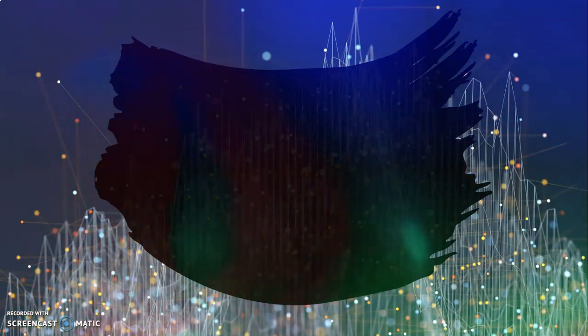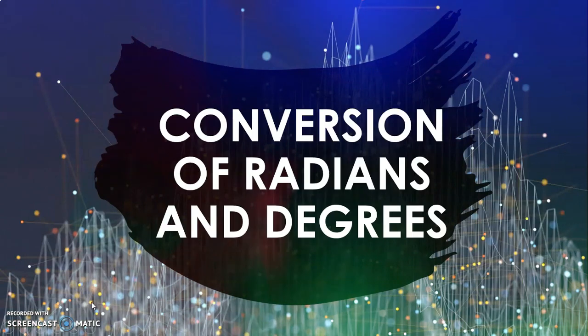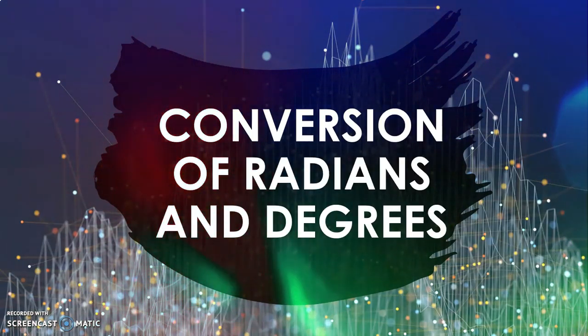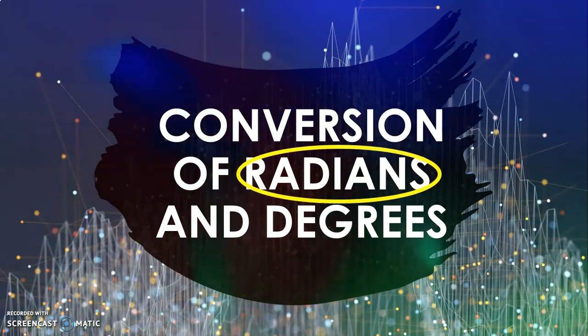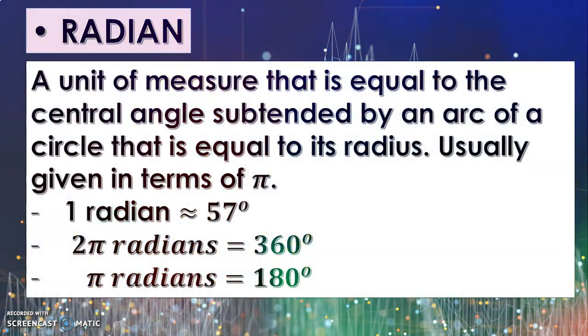For today, you're going to learn how to convert radians to degrees and degrees to radians. So, the unknown word here in this topic is radians. What is a radian? A radian is a unit of measure that is equal to the central angle subtended by an arc of a circle that is equal to its radius.